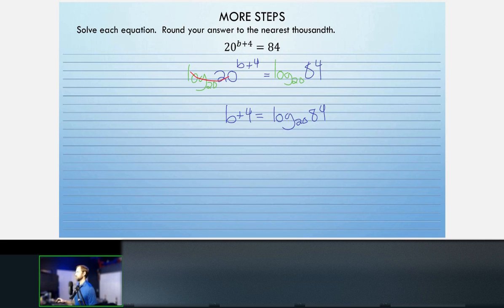Okay. So you don't want to type that in yet. Remember, you never want to round your work. We only want to round the answer. So you subtract 4 both sides. We have log base 20 of 84 minus 4. So if you have, Elizabeth, which model calculator are you using?